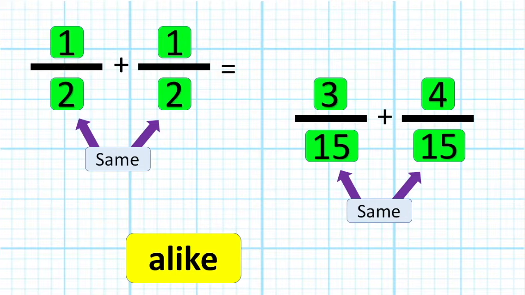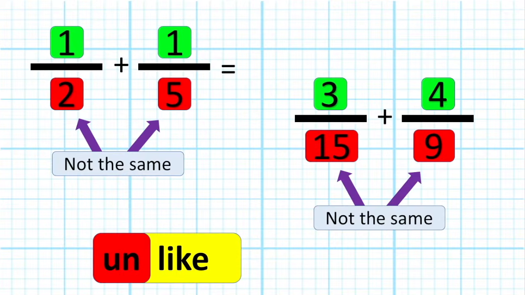We had 1/2 add 1/2, 3/15 add 4/15, 5/10 take away or subtract 2/10. Now the name for this is like fractions. They are alike. We have 1/2 add 1/2. We had 3/15, add 4/15. They are like. If the denominators are the same, we call them like fractions. And if they are not alike, we call them unlike fractions.